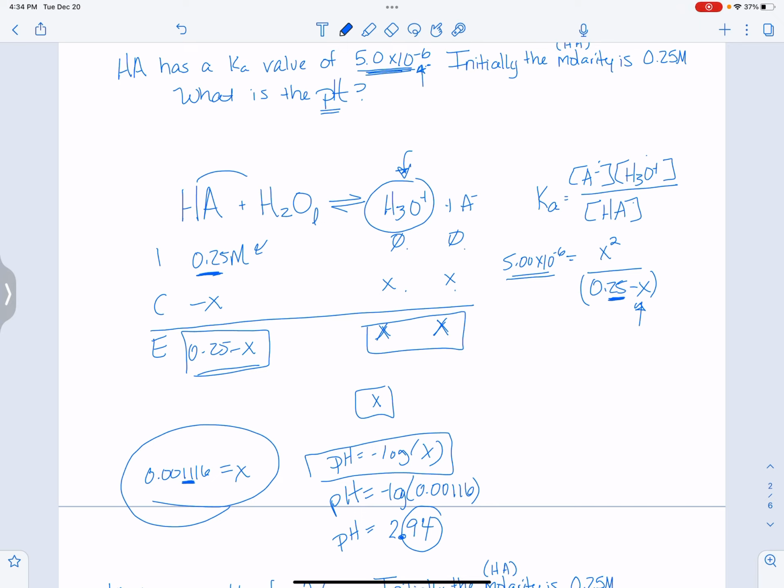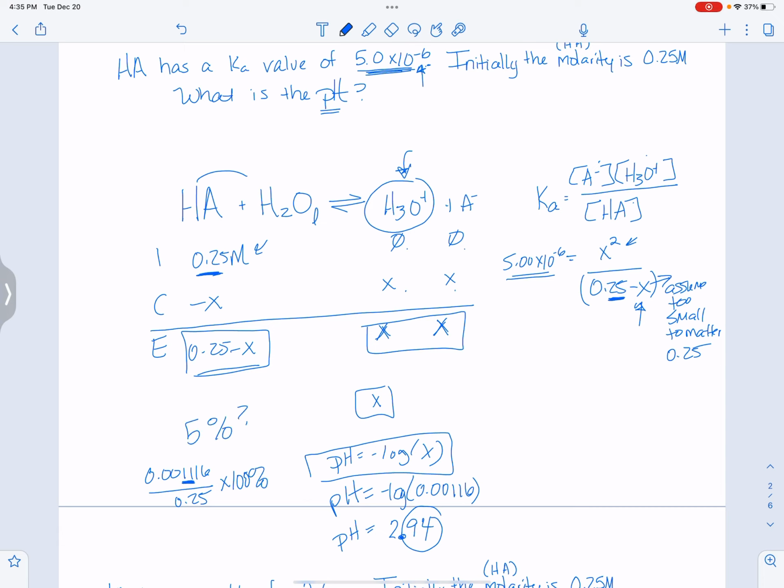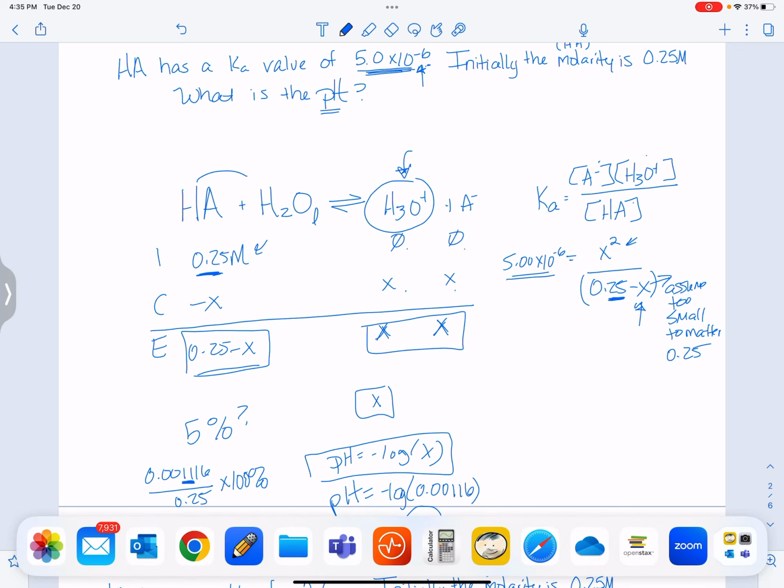The rule of thumb is that if the x that you calculate, when you assume that this is too small to matter, I'm not getting rid of the other x's. I'm not getting rid of these ones. We're just assuming this is too small to matter compared to the 0.25. If this number that we solve for, x over the initial amount times 100%, gives us less than 5%, then it's okay to do it. So this is our little check, 5%. We're trying to figure out, is it 5%? We would do this normally after we solve for x, but I'm just letting you know, since we already know x, we're going to see if it's okay to solve for it this way.